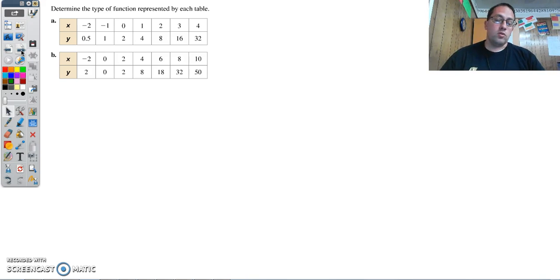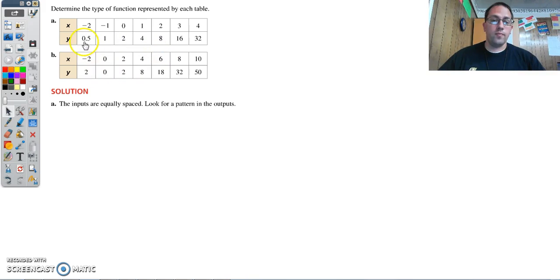Is it quadratic? Is it cubic? Is it linear? Is it exponential, logarithmic? What is it? Because we've talked about a lot of different kinds of functions so far. So what we're going to do, first you notice your x values are evenly spaced. X values go up by ones, so what we're going to look for is a pattern in the y values.